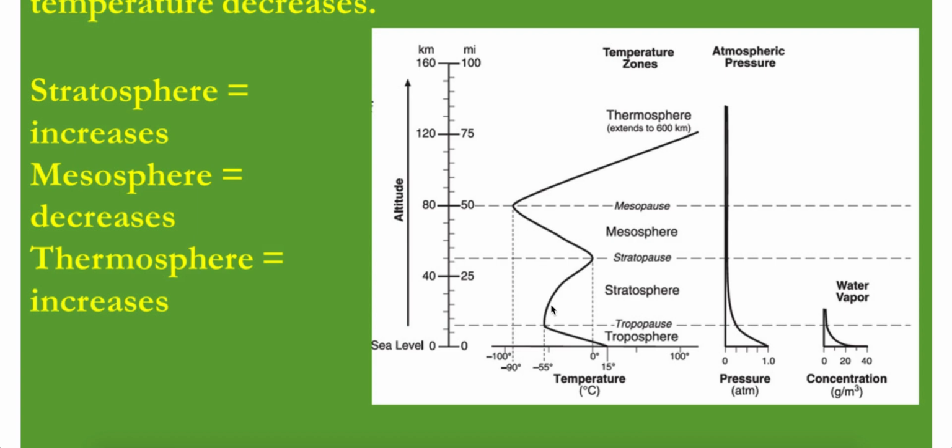And we have a change in temperature in the stratosphere. It's going to get warmer, from roughly negative 55 degrees Celsius at the very top of the troposphere, also known as the tropopause, to the very top of the stratosphere, aka the stratopause, at 0 degrees Celsius. So you have an increase in temperature.